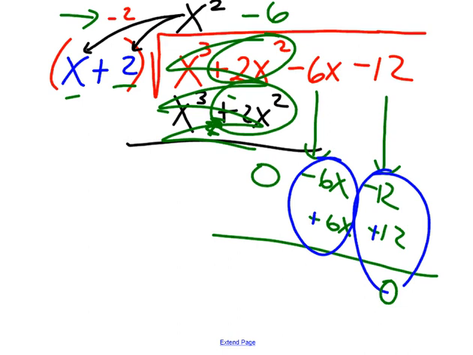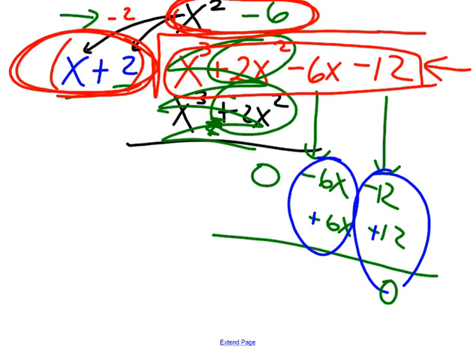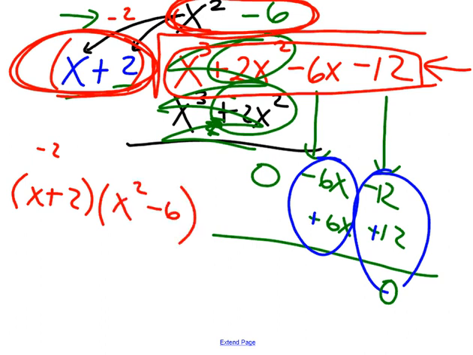And when I'm saying it worked, what does that mean? I have factored it. That times that makes all of that. Okay, so the goal was to factor, and I got it factored. I knew this was going to be here because they told me negative 2 was a root. And then the other part is x squared minus 6.